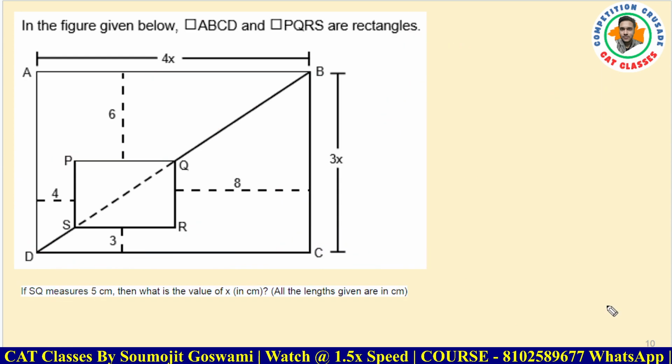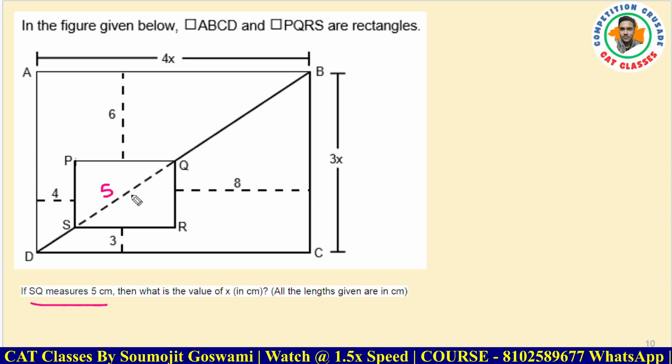This is an oral question. In this question we are told that ABCD and PQRS are rectangles. This is a rectangle, mind you, PQRS. And it is given that SQ measures 5. So this is 5. Then what is the value of X?